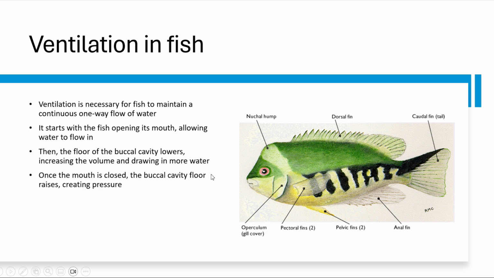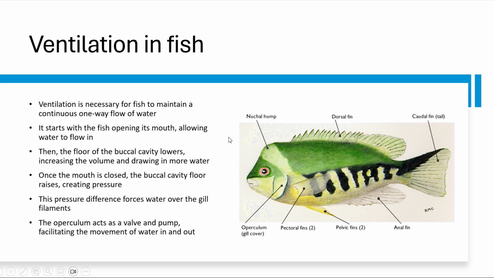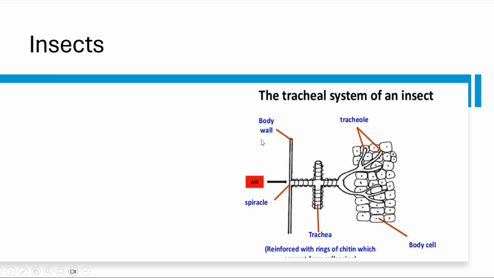Once the mouth is closed, the buccal cavity floor raises, creating pressure, which moves the water through the gills. The pressure differences force water over the gill filaments, which is what we need. And then you have the opercular here. The opercular acts as a valve and pump, so it pumps the water in and out of the gills. That's the opercular there, the little gill cover.